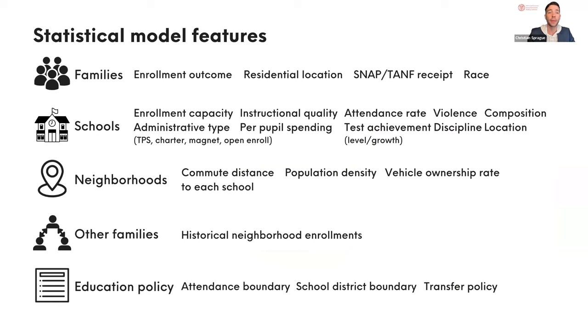And so what I did in my dissertation, the third part of my dissertation, was I took that mental model and collected as much data as I possibly could about those features and their relationships. So information about families and schools, neighborhoods and where they live, the infrastructures and the distances and the commute pathways that people are going to take, historical enrollment patterns from other families and other participants in the market, not to mention education policies that affect what schools children are eligible for and which are easily accessible.